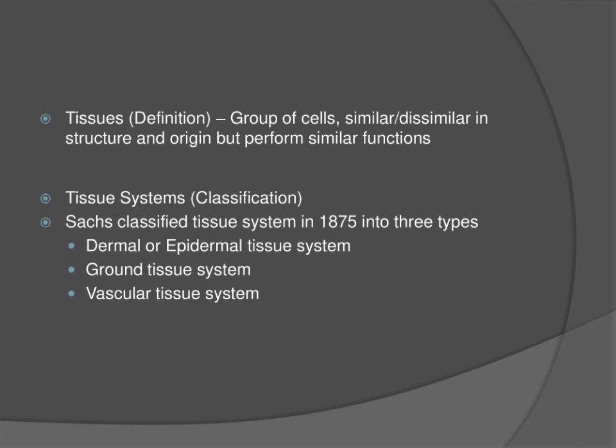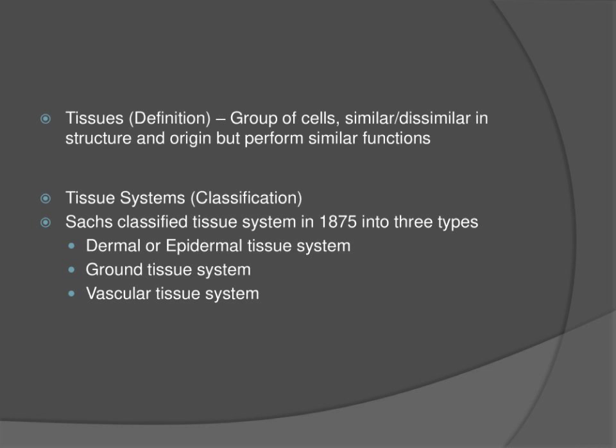Next is tissue systems. We are going to see what is tissue systems and what are the classification. Sachs is the scientist who classified tissue system into 3 types in the year 1875. First type of tissue system is dermal or epidermal tissue system. Second one is ground tissue system. Third one is vascular tissue system. Now let's see all these tissue systems in detail.